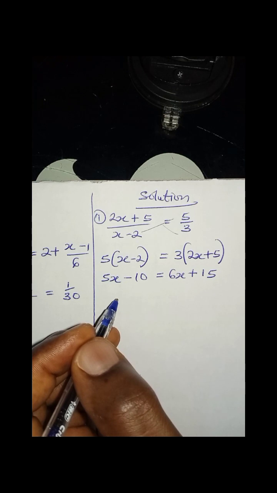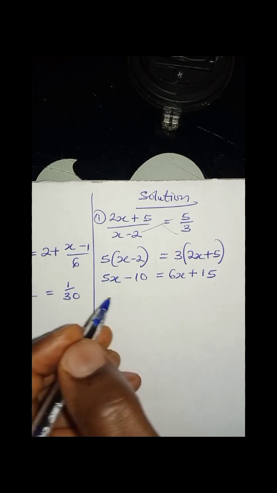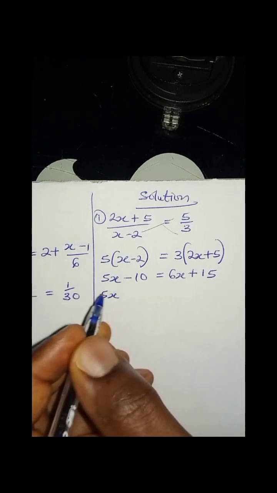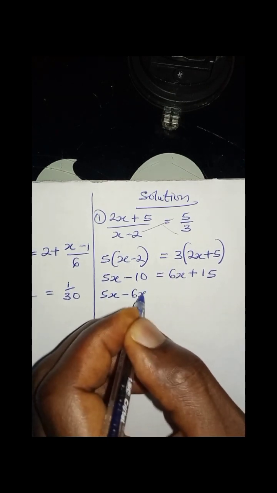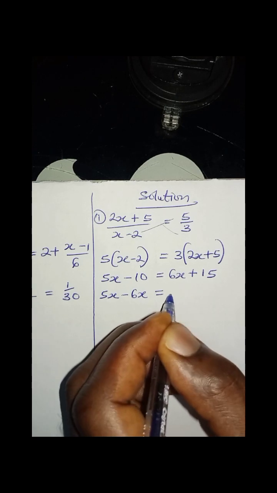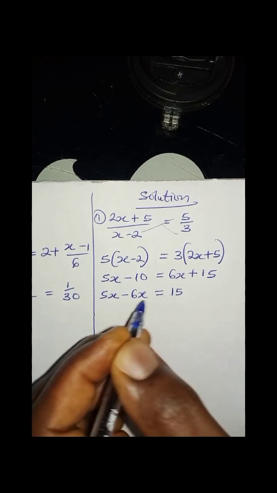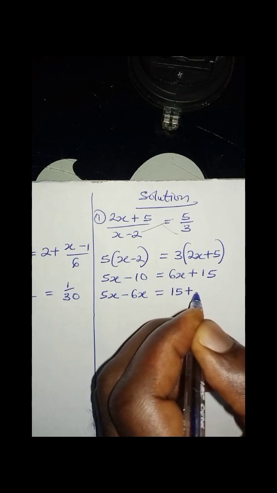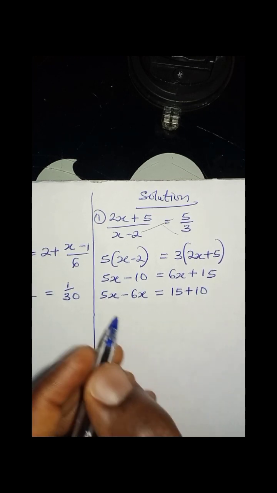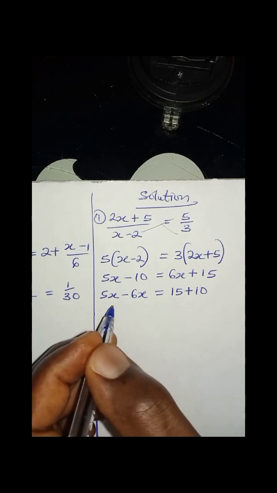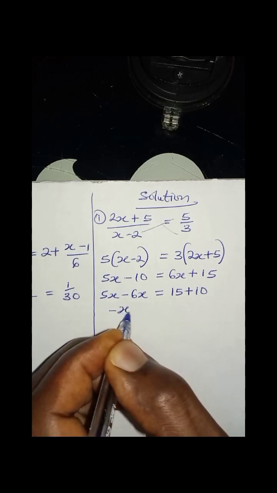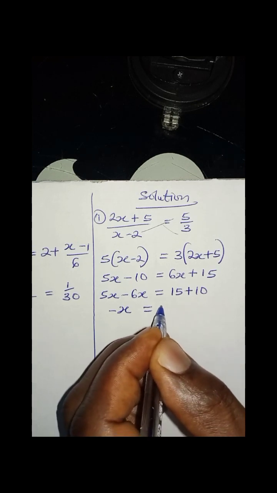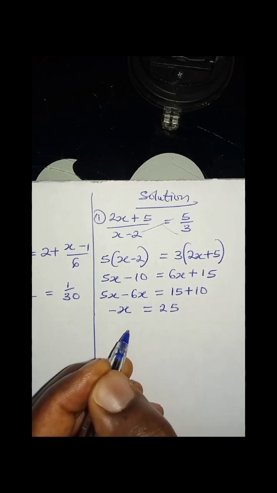And the next thing we do is to collect like terms. We'll bring down our 5x. 6x crosses to meet 5x becomes minus 6x is equal to, we'll bring down 15. Minus 10 crosses over to this side becomes positive 10. 5x minus 6x gives us minus x, and that's equal to 15 plus 10 gives us 25.